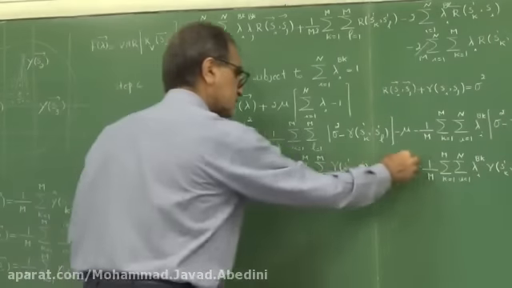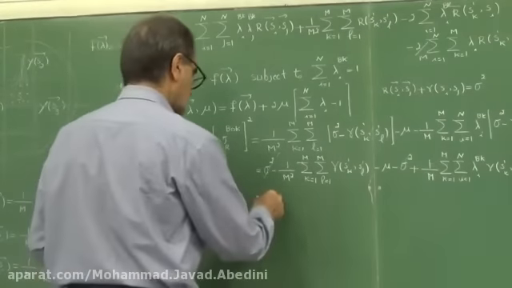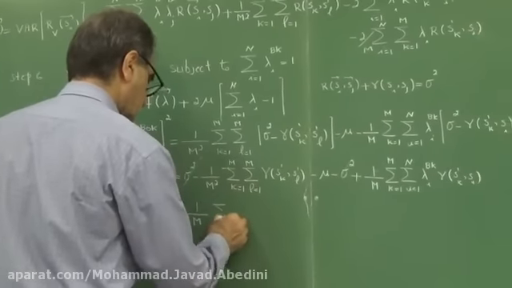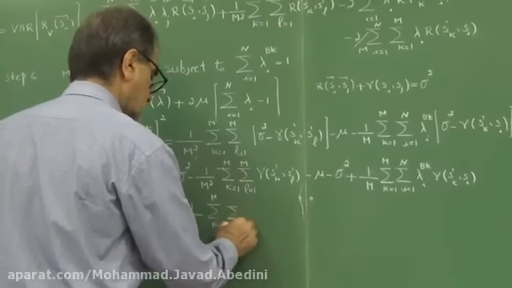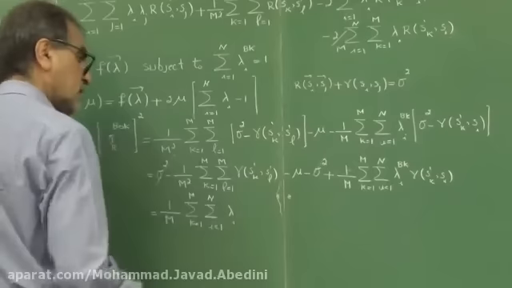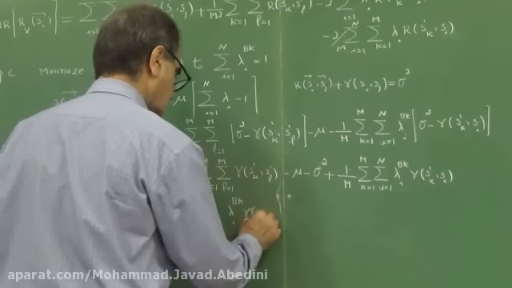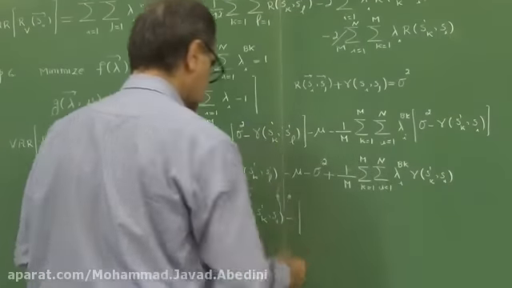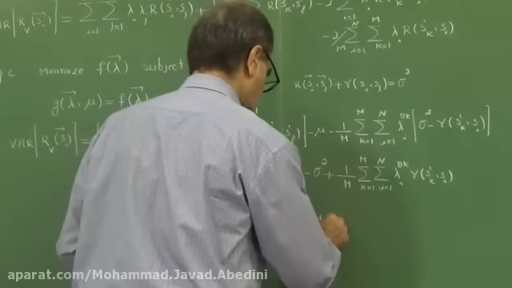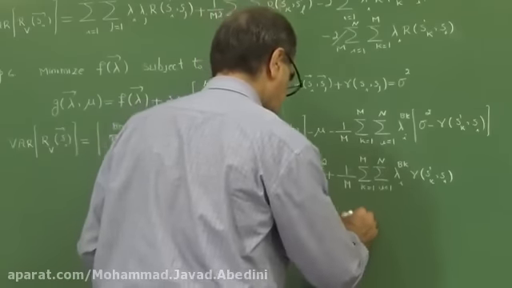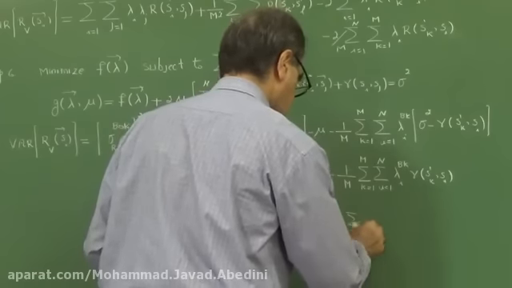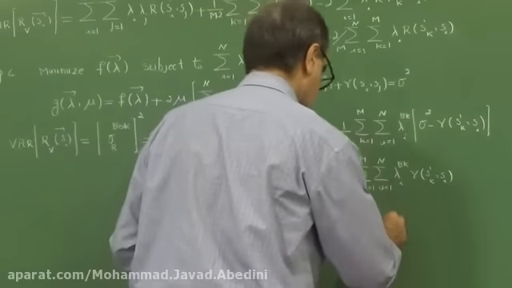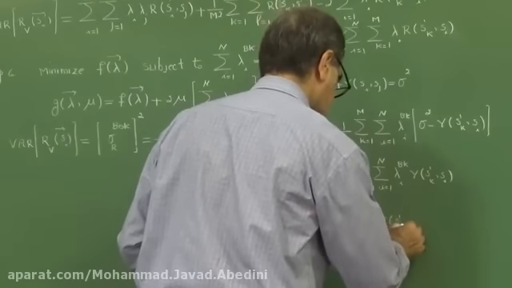Now, if you simplify this, it will become 1 over m summation from 1 to m, I from 1 to n, lambda I bk, gamma s prime k si, minus mu plus 1 over m square summation k from 1 to m, summation L from 1 to m, gamma s prime k s prime L.